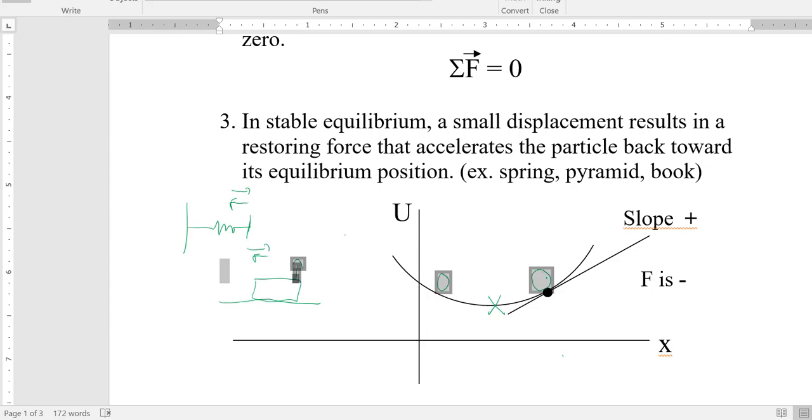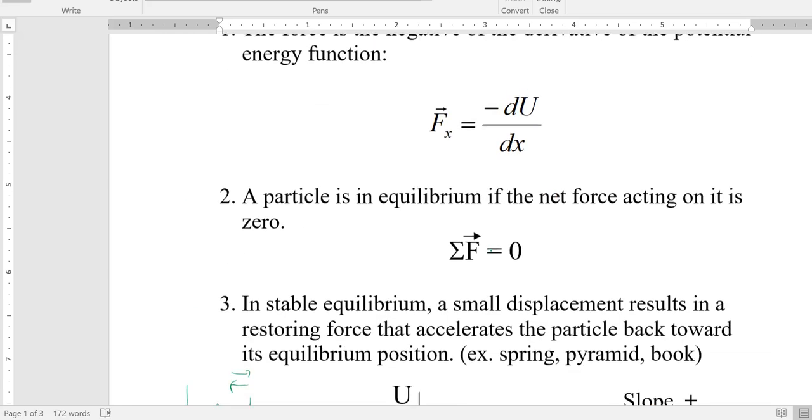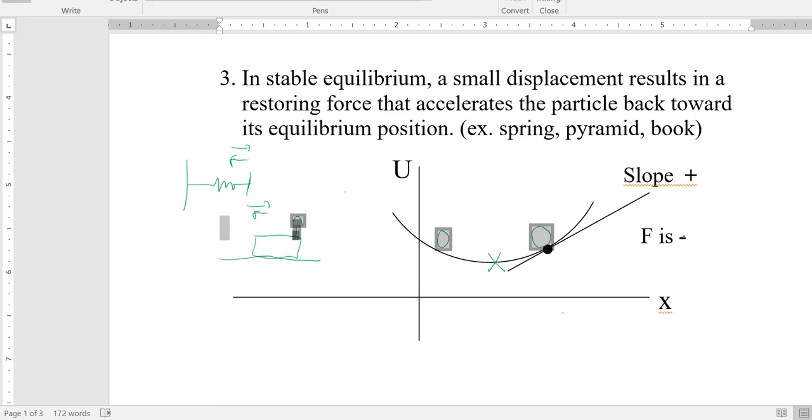So what's going on there? Well, I've moved the ball to the right. The slope of that graph is positive. The force is negative the slope of that graph, so the force is negative. That means it's in the negative x direction, a force to the left. A leftward force would try to bring that ball back toward the x. Similar thing over here. If the ball is to the left of the x, the slope of that line is negative, which means the force is positive, to the right, which tries to bring the ball back toward that x.